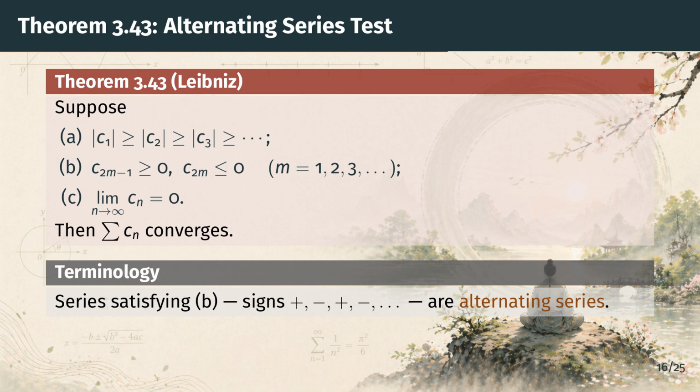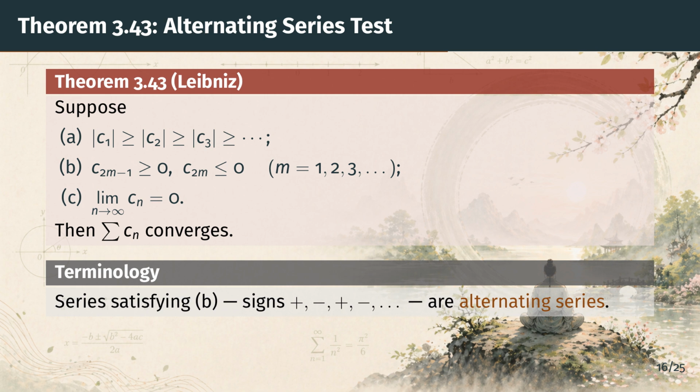Now a famous special case. Condition A says the absolute values of the terms are decreasing. Condition B says the signs alternate. The odd terms are non-negative. The even terms are non-positive. So the pattern of signs is plus, minus, and so on. Condition C says the terms tend to 0. Whenever these hold, the series converges.